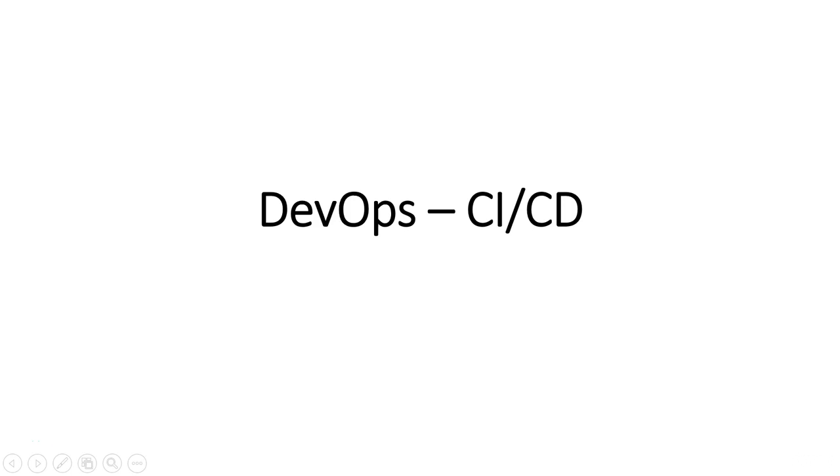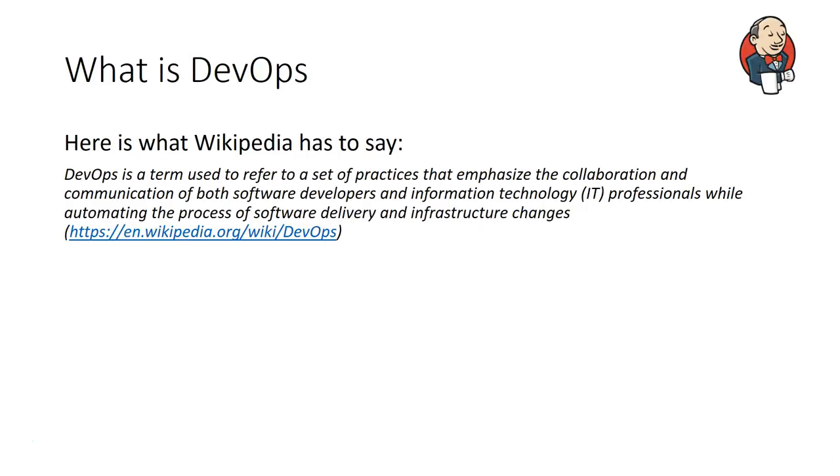In this section, you will learn some concepts of DevOps, at the heart of which is continuous integration and continuous delivery. Now, what is DevOps? Here is what Wikipedia has to say. DevOps is a term that is used to refer to a set of practices that emphasize the collaboration and communication of both software developers and information technology professionals while automating the process of software delivery and infrastructure changes.